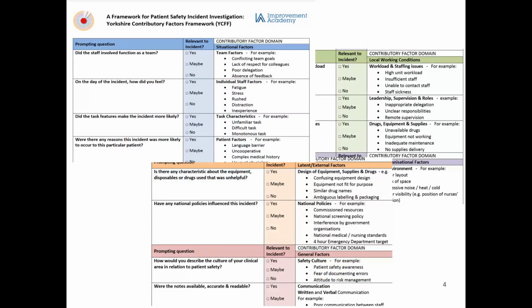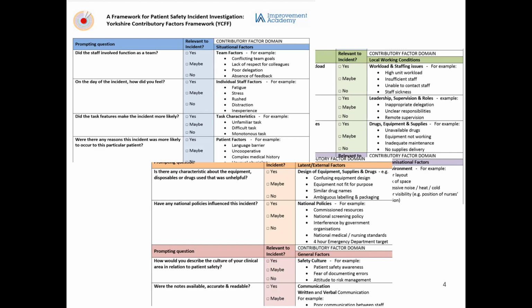Accompanying the framework is a series of questions that will help us to identify whether a specific factor is relevant to the error that we're investigating. If we look at the top left-hand side of the slide, here are some examples of prompting questions, for instance, whether the staff involved function as a team. To be able to answer yes, maybe or no, we really need to have the relevant information about the case. So we want to find out as much as possible about the case, but sometimes this is not practicable. So we have to be realistic about what we know and what we don't know, but also be open to the possibilities.